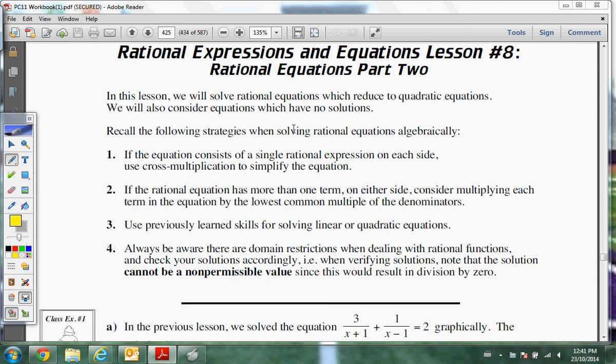So we have Unit 4, Lesson 8, Rational Equations, Part 2. Again, this is our last rational expressions, or equations, lesson before we go to absolute value.